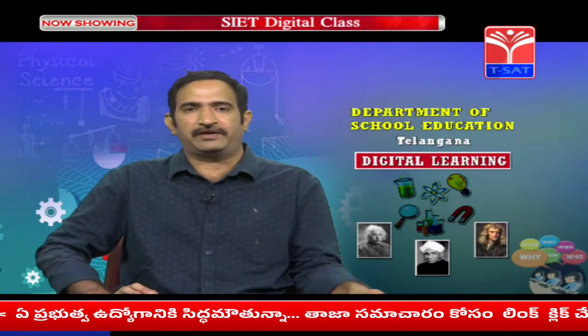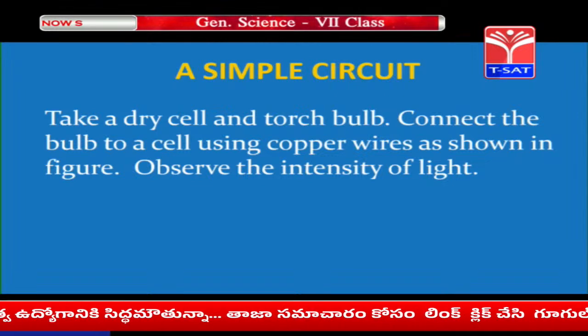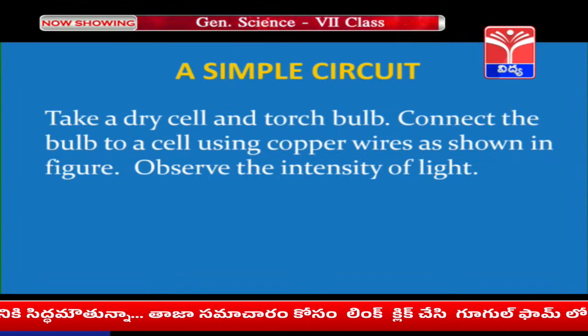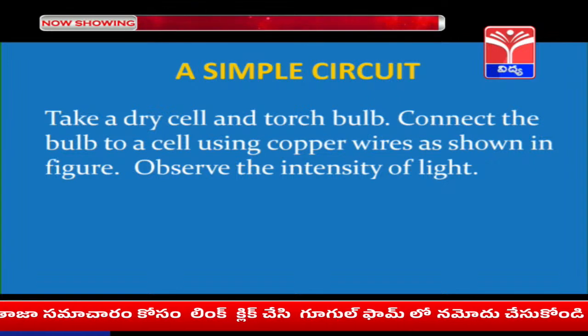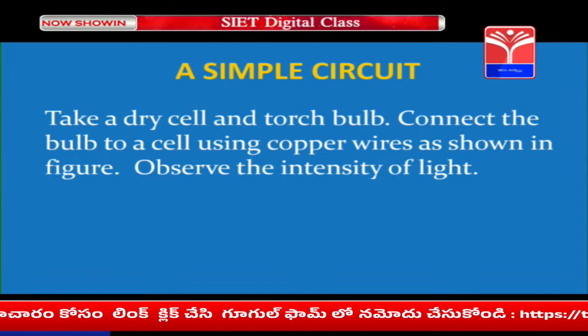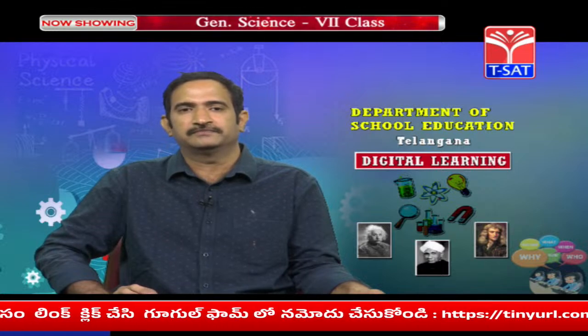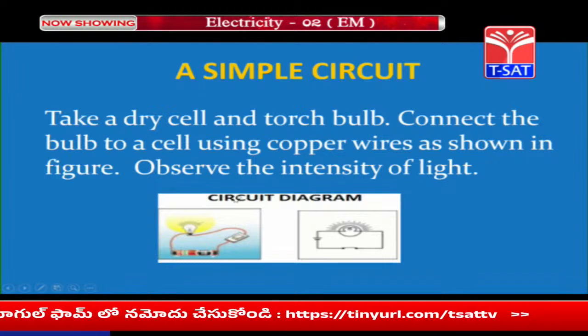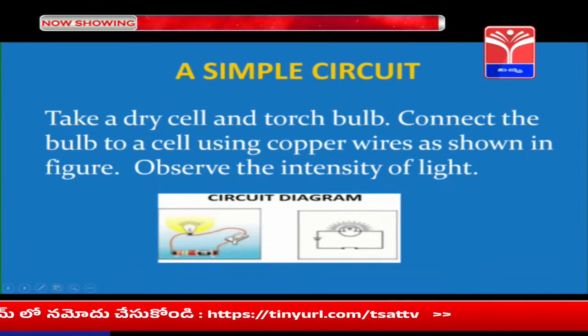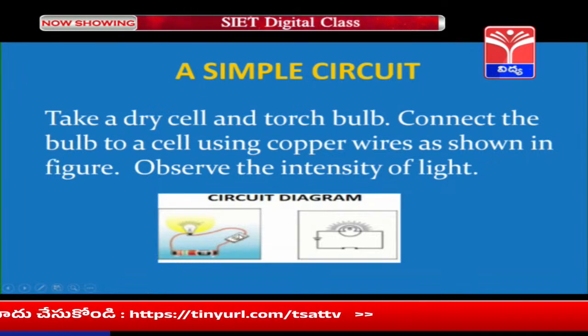Now we will see about a simple circuit. Take a dry cell and a torch bulb. Connect the bulb to the cell using copper wires as shown in the figure. Now observe the intensity of the light. Here there is a bulb. It is connected to the battery. Now you see the intensity of the bulb, it is through one cell.